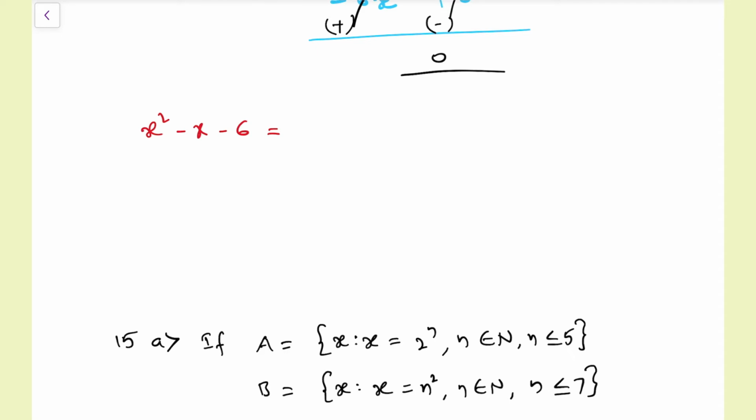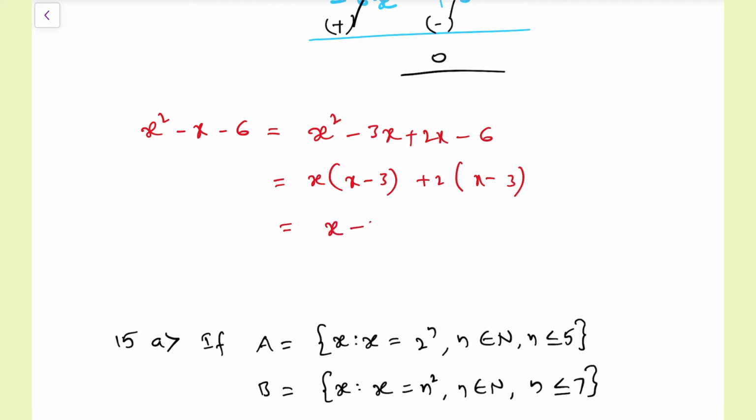Now by splitting the middle term into two terms, we need to find the other two zeros of it. X square as it is, minus x can be written as minus 3x plus 2x, minus 6 as it is. Now from the first and second terms we can take x common, so remains x minus 3, then from the rest take 2 common, remains x minus 3. X minus 3 appears two times, so write it once, into x plus 2. So x minus 3 equals 0 gives x is plus 3, and x plus 2 equals 0 gives x is minus 2. So the remaining two zeros are plus 3 and minus 2.